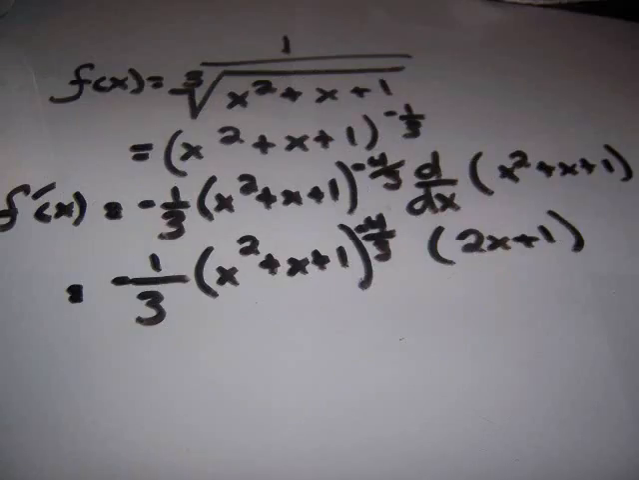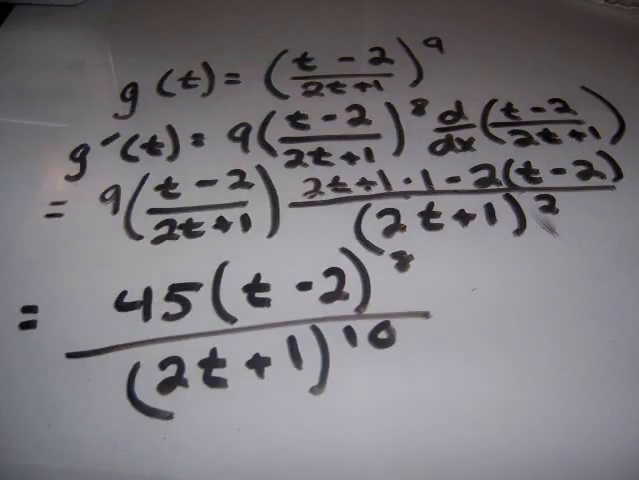In this equation, we will differentiate f of x is equal to 1 over the cube root of x squared plus x plus 1. This will cause some difficulty, so we will first rewrite f of x is equal to x squared plus x plus 1 to the negative 1/3. Thus, f prime of x is equal to negative 1/3 times the quantity x squared plus x plus 1 to the negative 4/3 times the derivative of x squared plus x plus 1. This will give us the answer of negative 1/3 times the quantity x squared plus x plus 1 to the negative 4/3 times 2x plus 1.